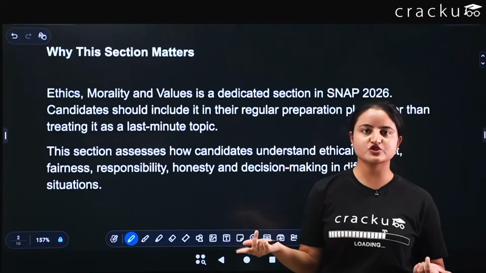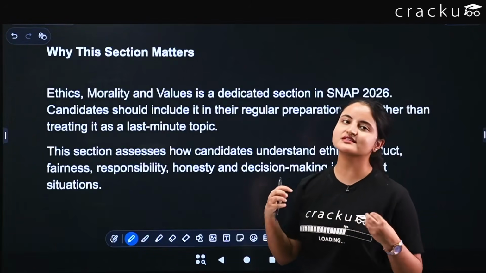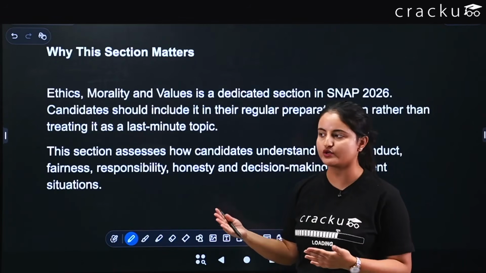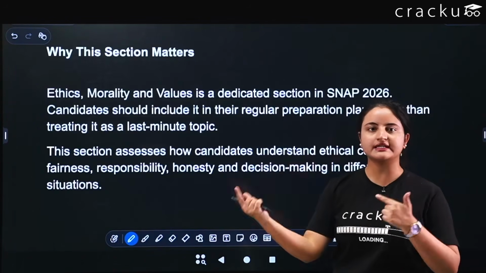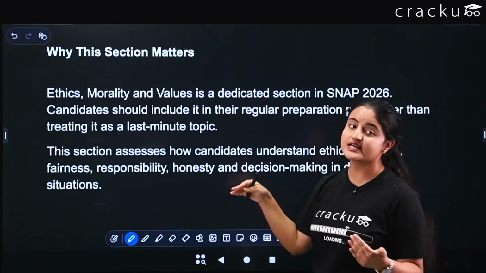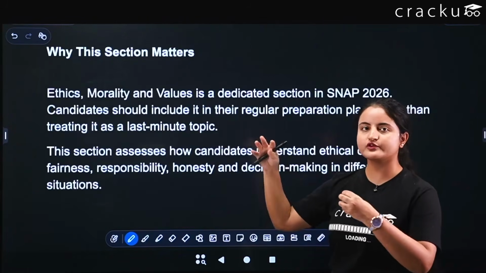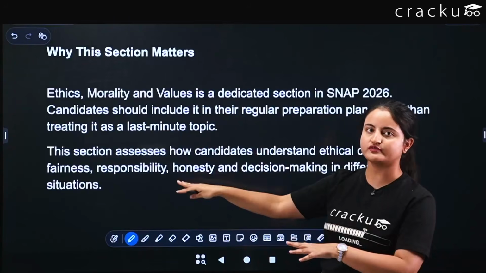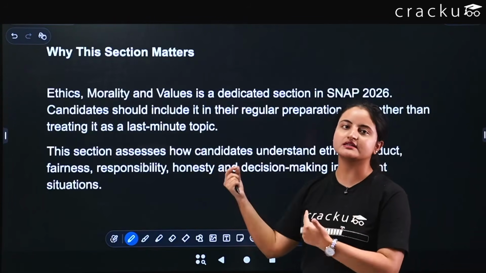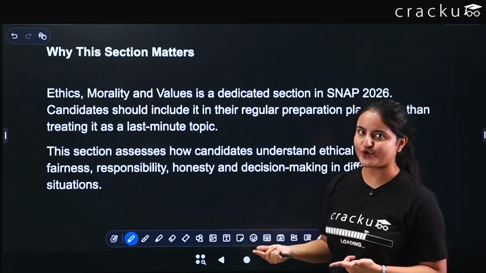Why is this section important? Because first of all, this is, guys, a distinct section now in your SNAP exam. We used to have verbal, data interpretation and those sections. We used to have 3 of those sections. Now this is a 4th section. From verbal, 10 questions have been shifted here. So this is a distinct section and you will be tested distinctly. So it becomes important, obviously.